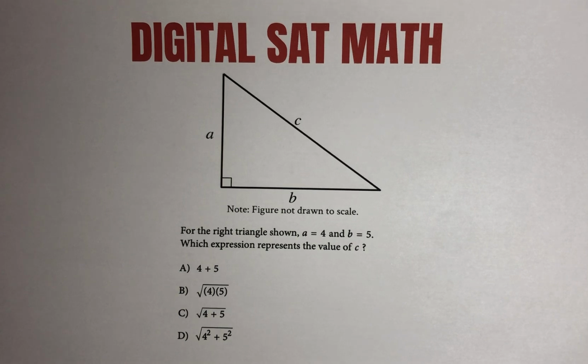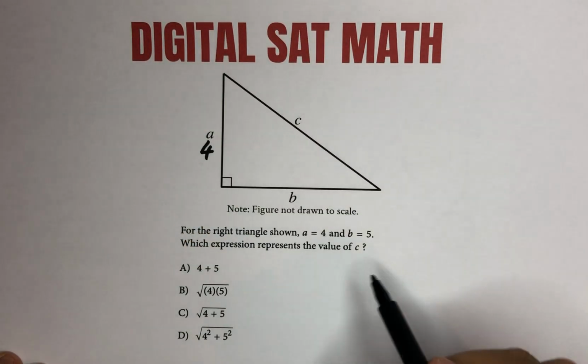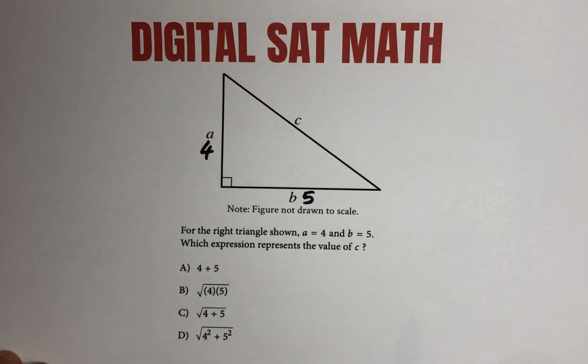Here is another digital SAT math question. We have been given a triangle. For the right triangle shown, the value of A is given as 4, B is 5. Which expression represents the value of C?